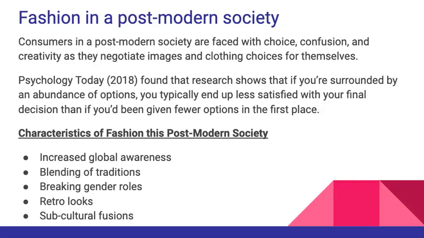Some characteristics of a postmodern society, or fashion within a postmodern society, is typically fashion consumers have an increased global awareness. There's a blending of traditions. There's breaking of gender roles. People can feel comfortable wearing clothing that might traditionally have been associated with the gender different than theirs, or they're wearing clothing that is gender neutral. A lot of times, because there is nothing new, folks really revert to retro looks. And subcultures fusing different ideas to create newness. So those are some characteristics of fashion within our postmodern society.